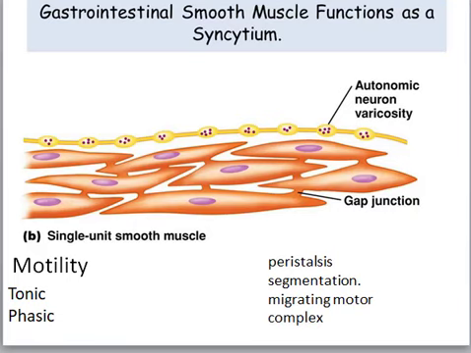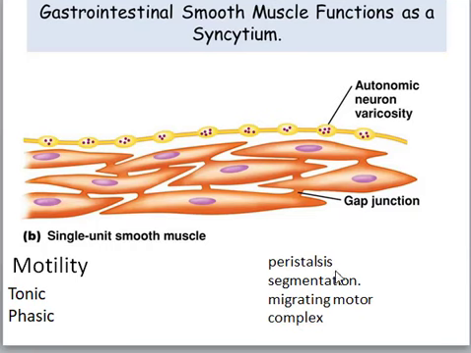The other type of motility is the phasic. Phasic is alternating. From this phasic, we may have peristalsis, segmentation, and another type of motility called the migratory motor complex, or MMC.